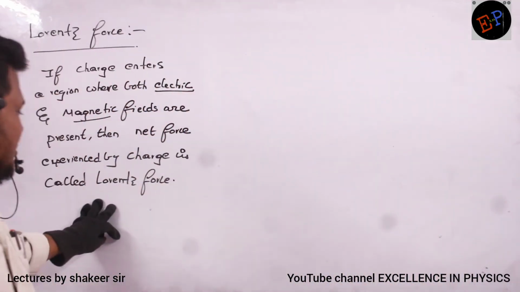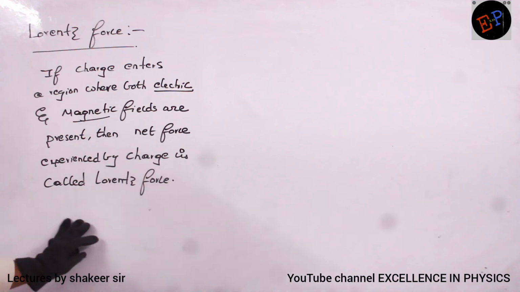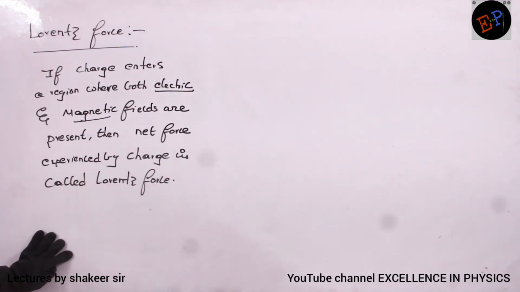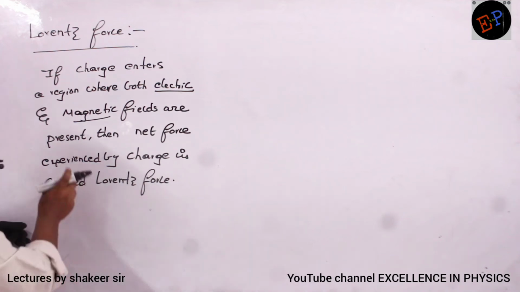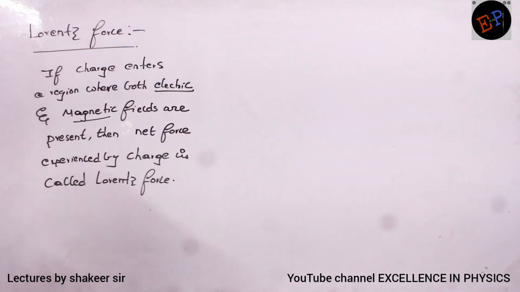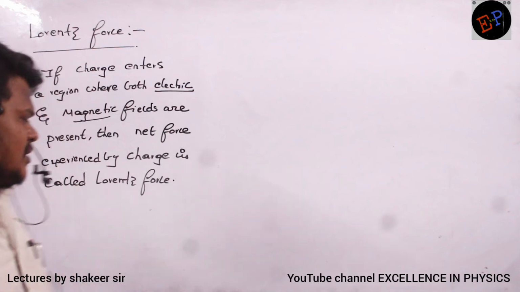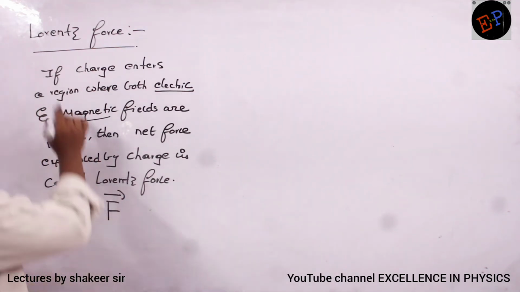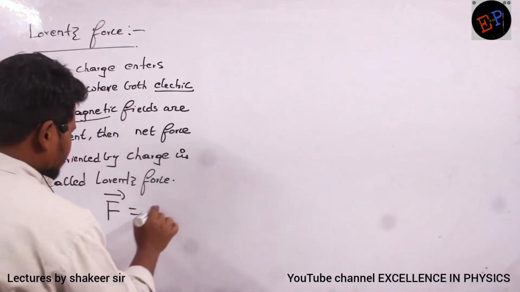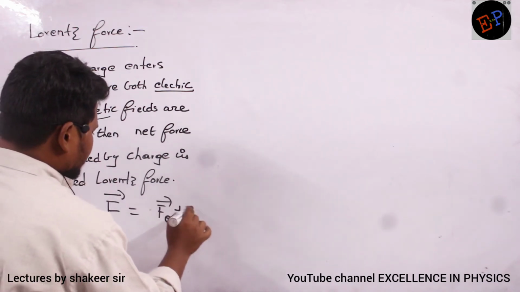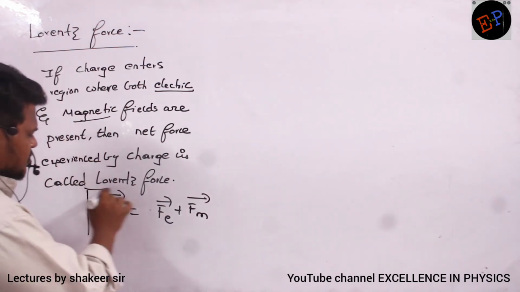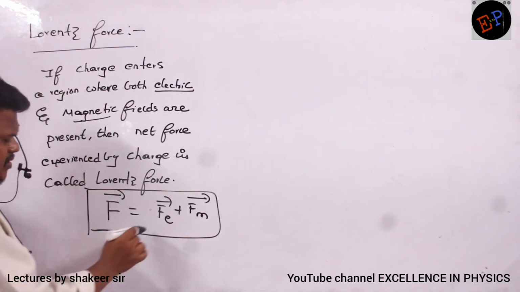So then this charge will experience force because of both fields, no? Because of the electric field, the charge will experience force, and because of the magnetic field also, the charge will experience some force. So the net resultant of both forces is called Lorentz force, and I can write it as F' = Fe' + Fm'. Clear now? This is called Lorentz force. That's all, very simple. So what is Fe?